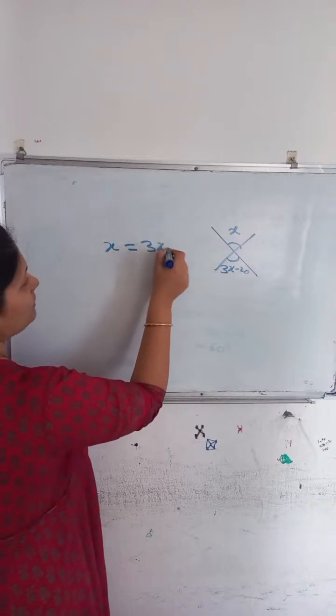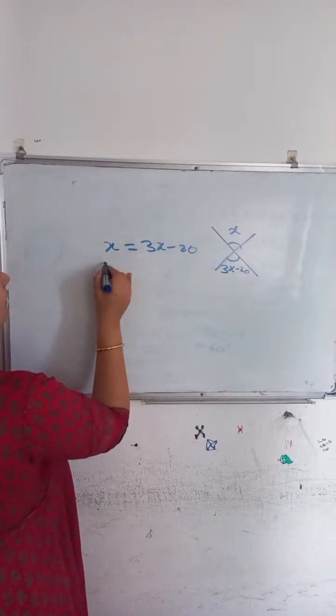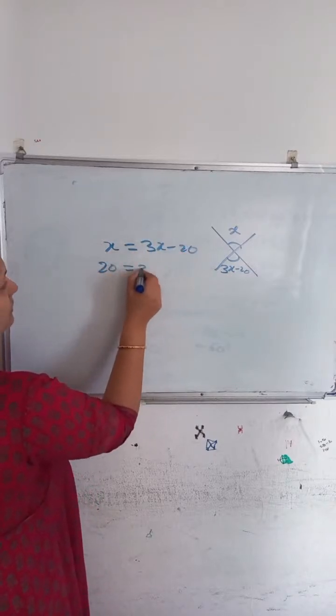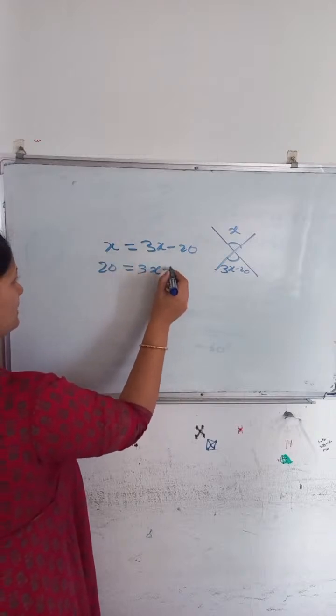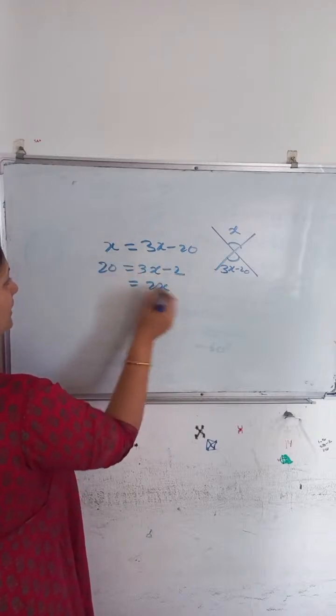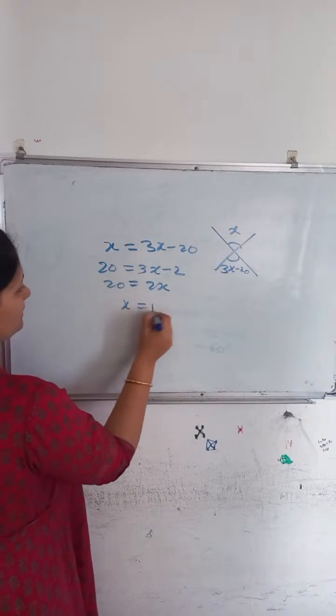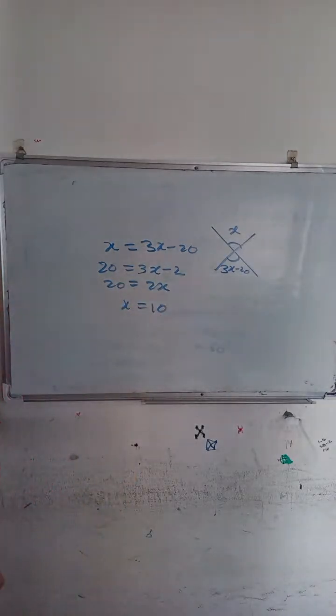x is equal to 3x minus 20. So 20 I will transpose here, and x you can transpose to that side. So 2x is equal to 20, x is equal to 10. So the value for x is nothing but 10. Understood?